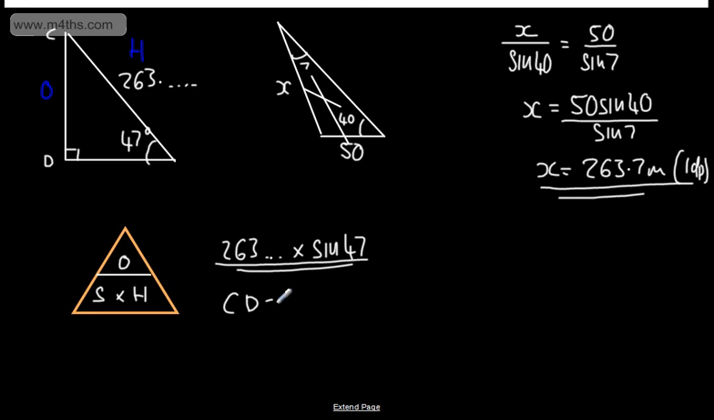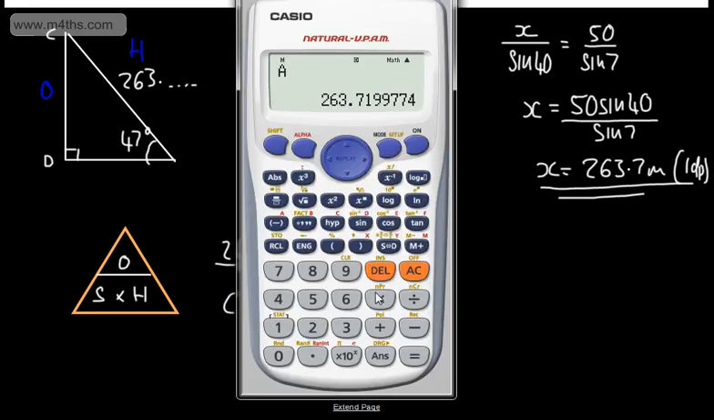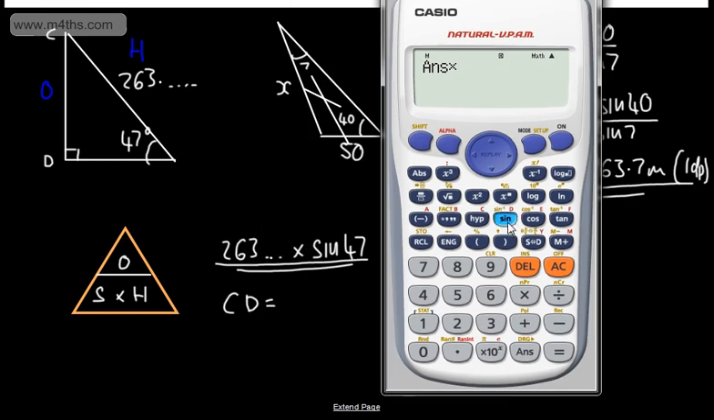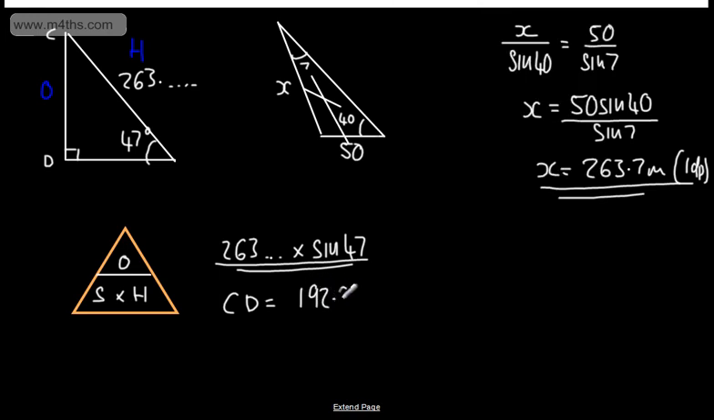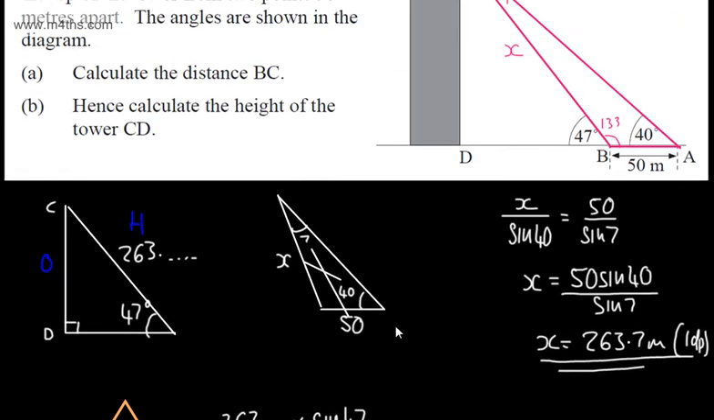So we can write that CD, and we're going to grab this value up, so multiplied now by the sine of 47 degrees. So let's just put this in, and that is going to give us on here 192.9, and that is in meters, correct to one decimal place. So 192.9 meters, and that's given to 1 dp. We're not given a level of accuracy, so I'm going to give my answer now to 1 decimal place.